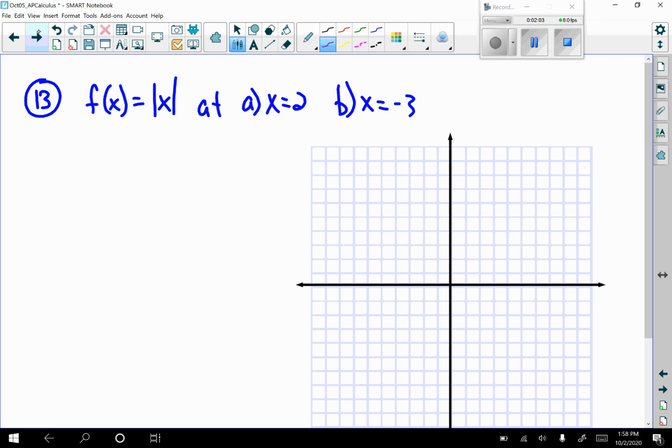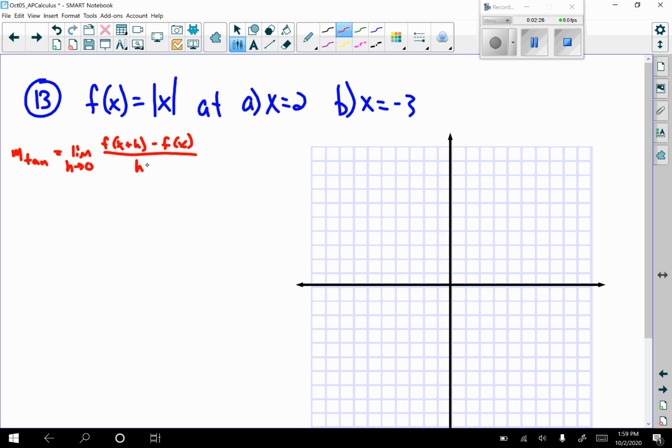So here we were asked for the slope of the tangent line for this function, f of x is equal to the absolute value of x. So a couple ways we could do this. We could say the slope of the tangent line is the limit as h approaches 0 of f of x plus h minus f of x, all over h.